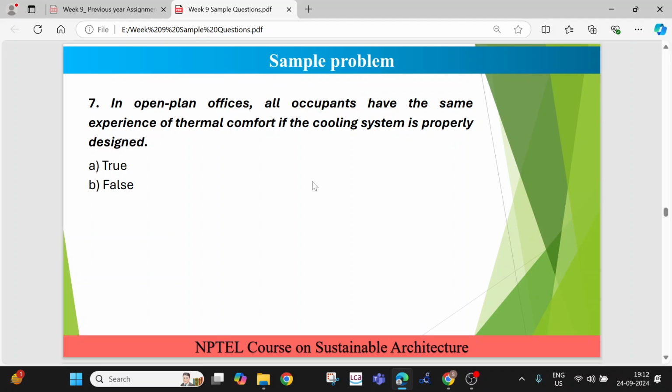Like in a survey it was also asked, whenever 3 to 4 people are staying in an office or in a flat, somebody wants to maintain the temperature in the range of 21, somebody wants to make it a bit cooler around 19, someone wants to make it 24. So every person's thermal comfort level varies. So that's why it is not obvious that they will always experience the same comfort level. Fine.